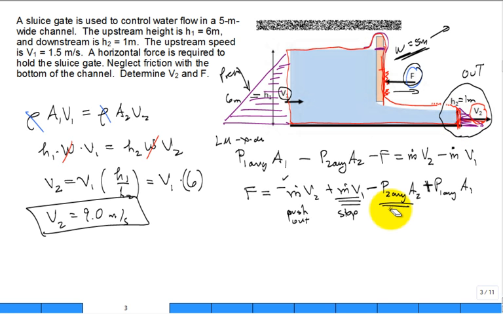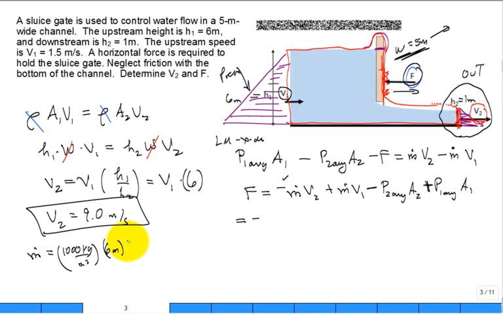Okay, you could try to make interpretation of your equations. I would encourage it, but it's not necessary. All you have to do now is substitute numbers and compute. So what do we have? We have minus the mass flow rate. Did we ever calculate the mass flow rate? It's rho, 1,000 kilograms per cubic meter, times A1 V1. A1 is H1, 6 meters, times the width, 5 meters, times V1, 1.5 meters per second. So we calculate the mass flow rate: 45,000 kilograms per second. It's a lot.